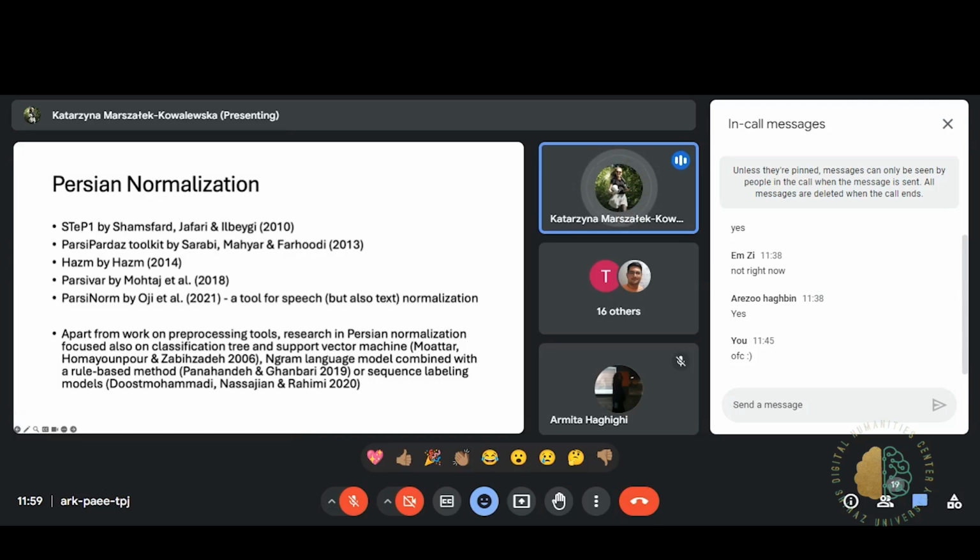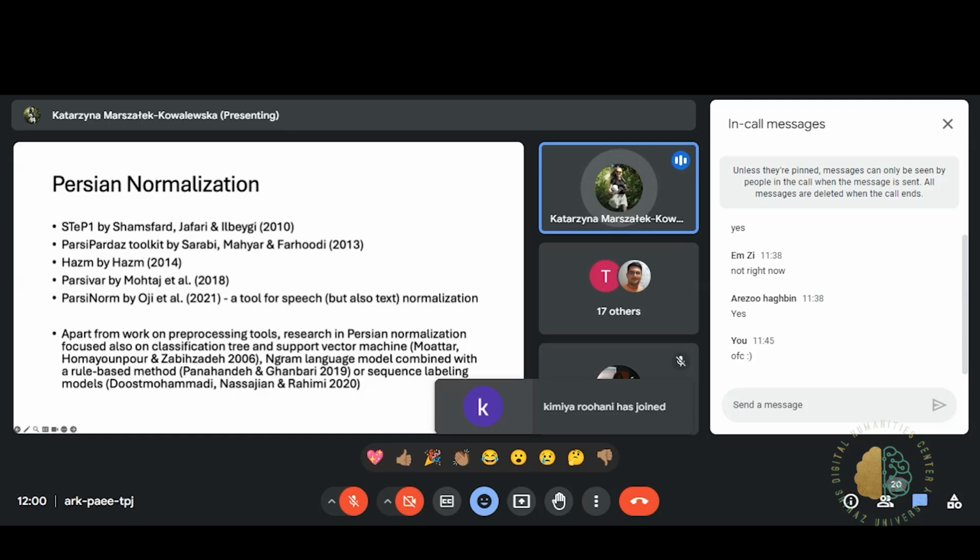Apart from the work on pre-processing tools, research in Persian normalization focused also on classification trees and support vector machines, an n-gram language model combined with a rule-based model, or sequence labeling models. If you are interested in getting more information on how these different experiments were conducted, I would really encourage you to see these papers. They are really good. I can also give you links to them. Just send me an email after the lecture.